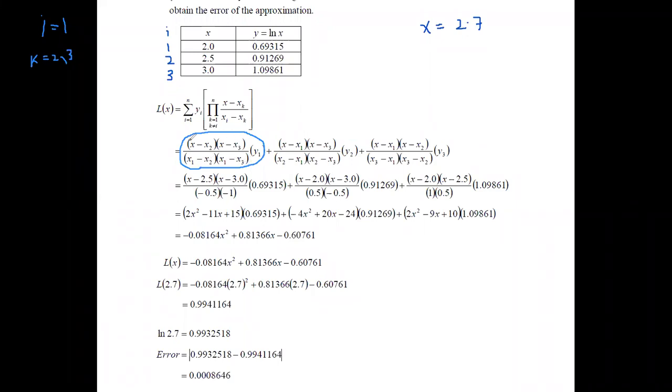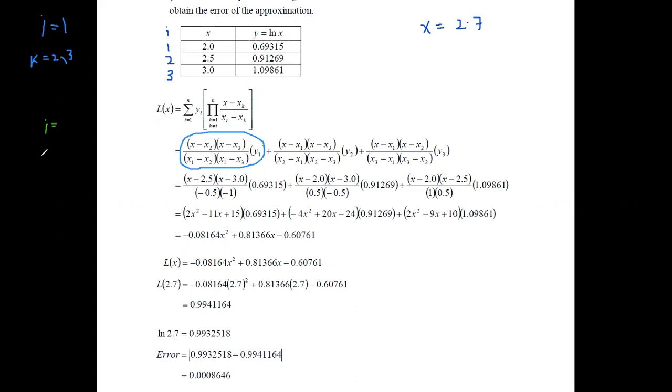Then x1 has to be now replaced with x, therefore x minus x2 and x minus x3 will be here. Then this has to be multiplied with y1. Then we have to move for the next one. The next one is for i equals 2.